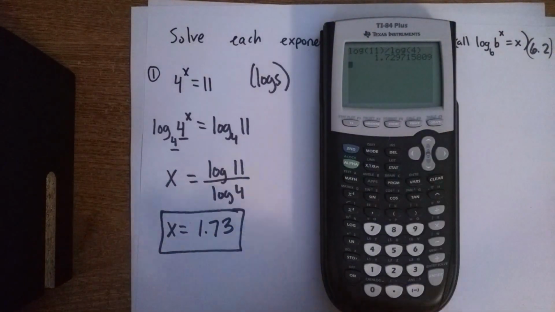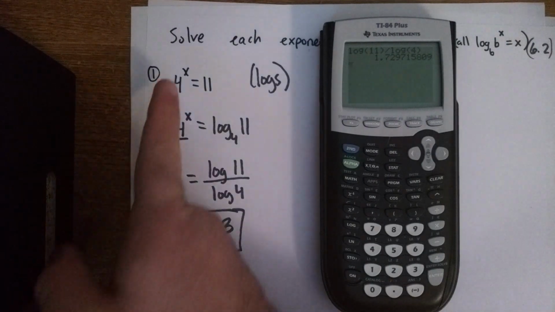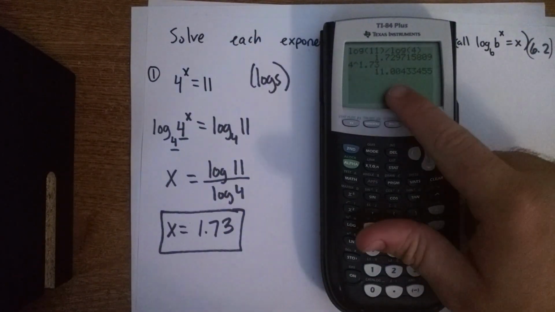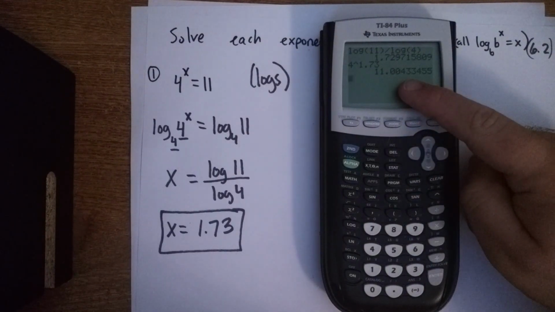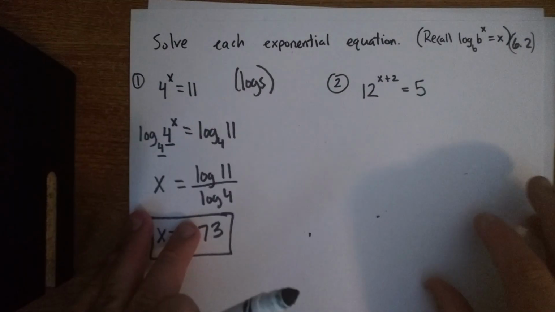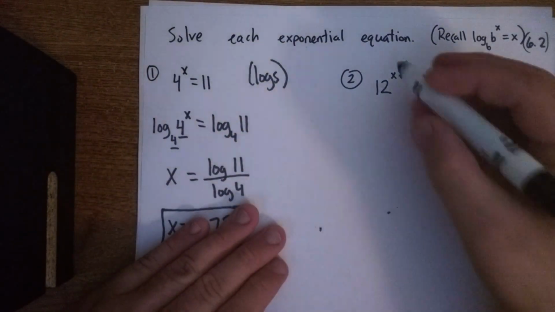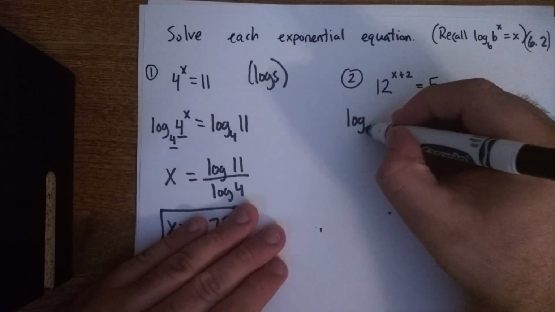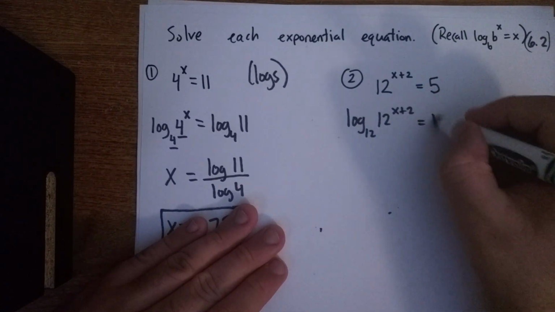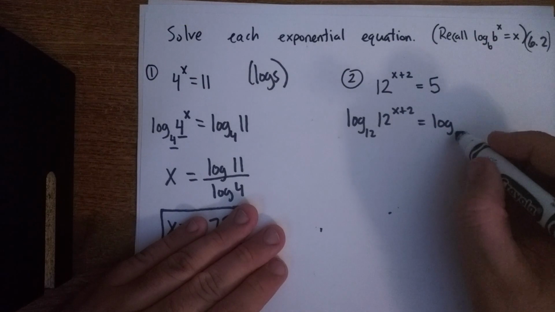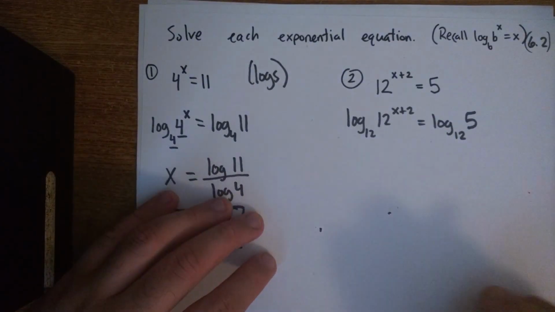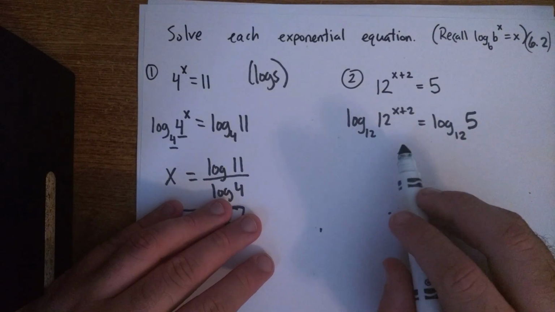What that means is if you plug 1.73 back in for x, 4 raised to the power of 1.73 is just about 11. Remember, it's just about because we rounded in our problem. We can do the same thing in number 2 as well. We're going to take log base 12 of both sides. Because with 12 and 5, we can't make a common base. Alright, so we take log base 12 of both sides.